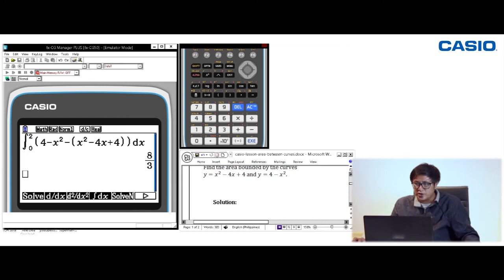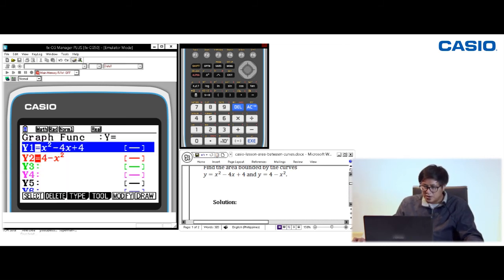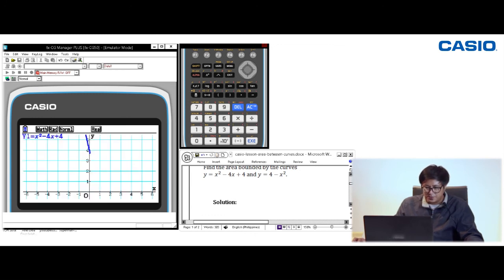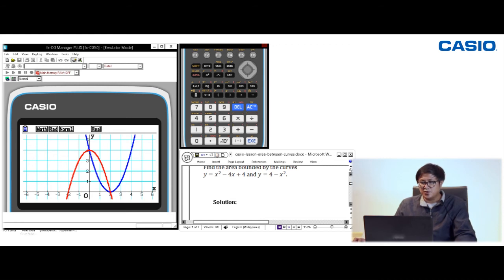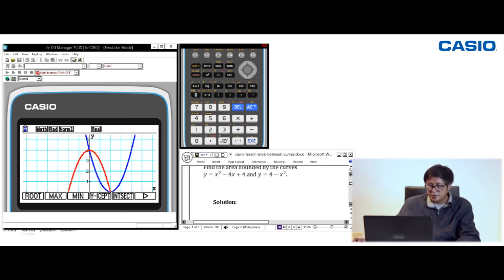Now there's another way to do this, an easier way. Let's go back to the graph mode. Again, the graphs are there already. So we are looking for the area between the two curves. The CG50 has a special mode to do this. So press shift, then G-Solve, and then the arrow here indicates that there are more options aside from root, maxima, minima, intersection, which we did earlier. To go to the other features indicated by the arrow, press F6.